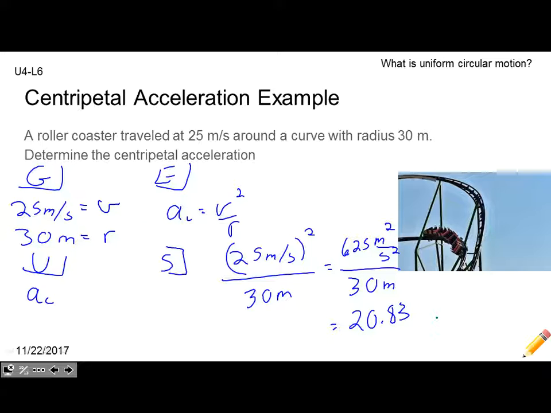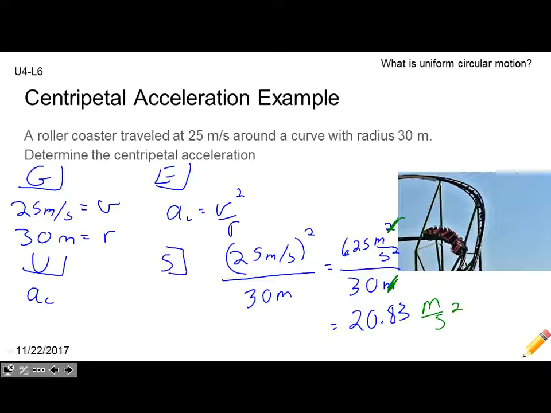Right, and you can check to see how the units work out. This meter cancels one of these, okay, and I get meters per second squared. Pretty cool, right? So again, you definitely have to put in the units here. Whether you want to do the cancellation part, it's a good skill to practice. But if you know acceleration is supposed to be measured in meters per second squared, you can just write it down, okay?